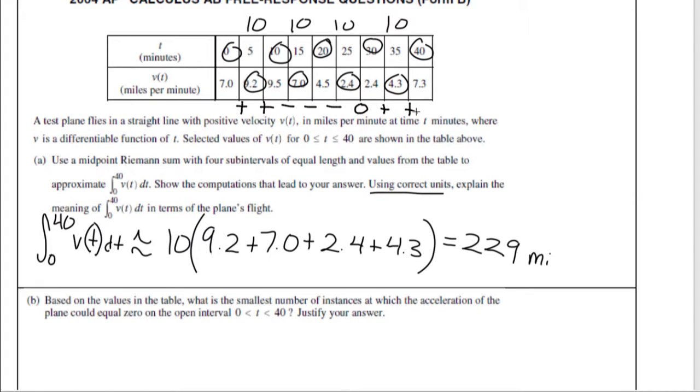The question is, what is the smallest number where the acceleration of the plane could be 0? Do you see the 2 points that have to be 0? You have to have a 0 somewhere between 10 and 15, right? Because you're going up, and then all of a sudden now we're going down. So somewhere in that interval, you have the velocity equal to 0. And it looks like 25 and 30. Those are the two intervals where you have to have the acceleration equal to 0.